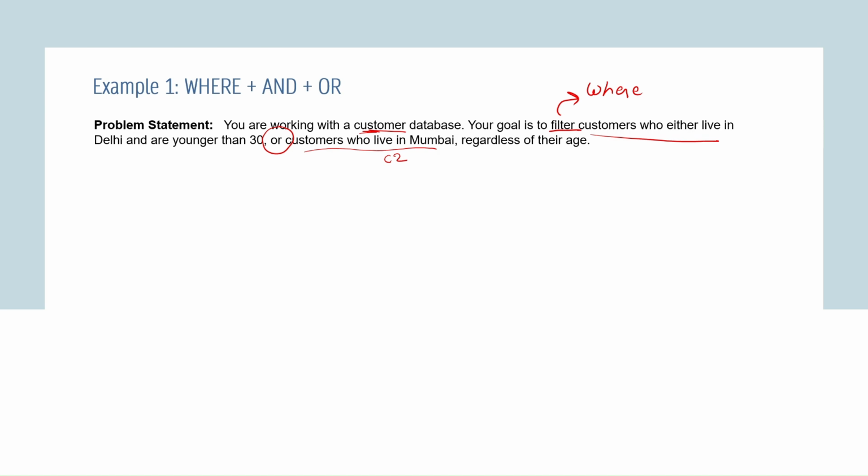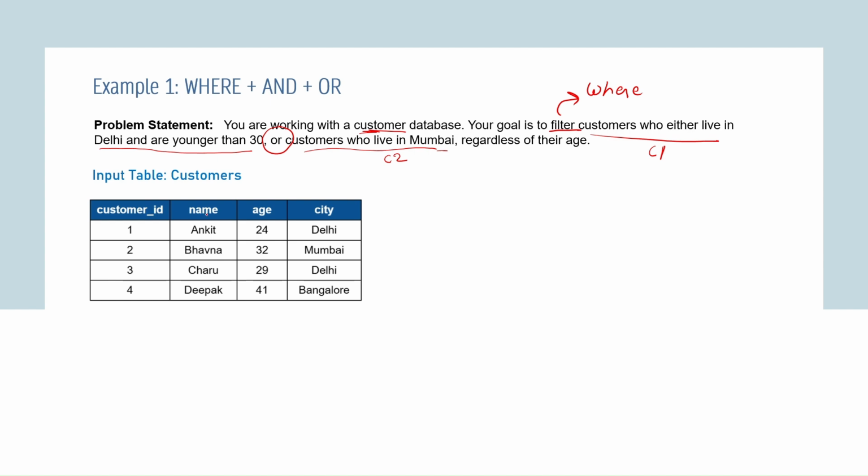So here what you see is your first condition is whether the customer's city should be Delhi and the customer's age should be less than 30. That means younger than 30. And the second condition is the customer's city should be Mumbai. Okay, so let's take a look at the input table that we have. Here's the customers table having 4 columns: the customer ID, customer name, customer age, and the customer city.